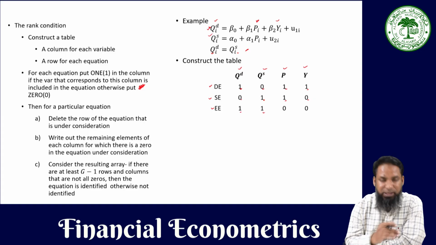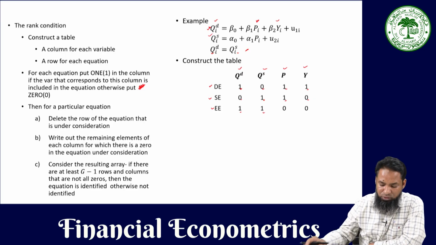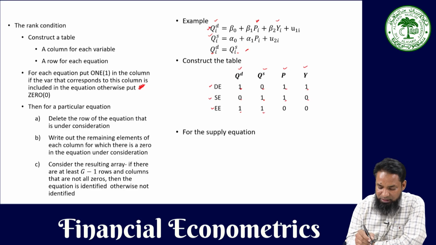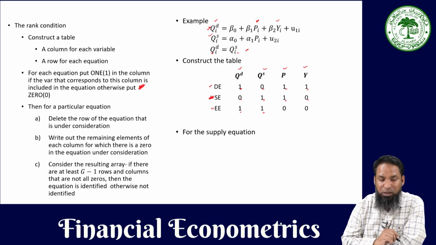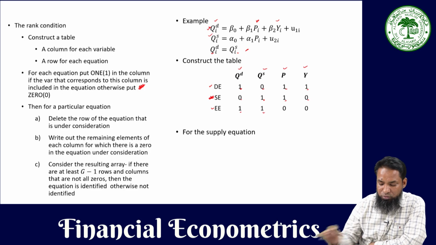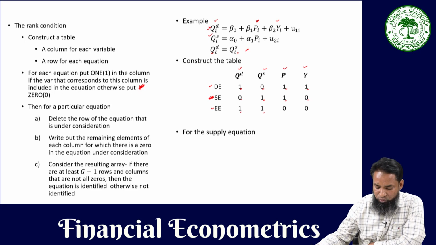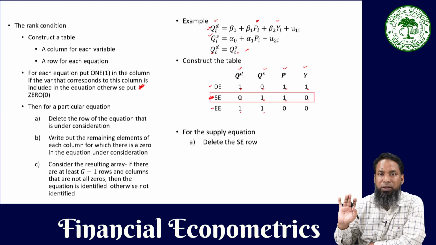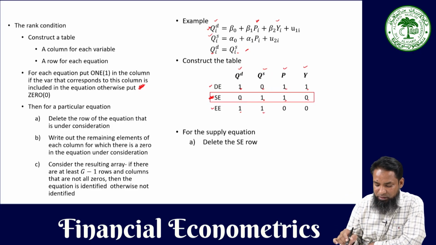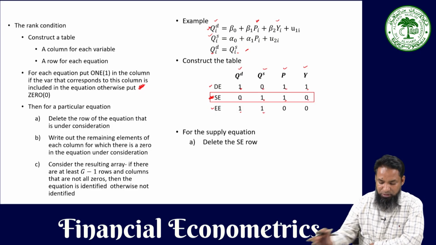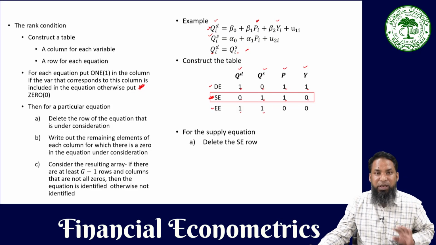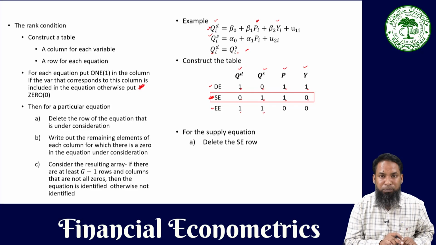Now let us move to the second part. Delete the row of the equation that is under consideration. So let us first consider the supply equation. We are testing the rank condition of the supply equation. The first thing we have to do is delete the row of the equation that is under consideration. So we are deleting this particular row here. The first task is to delete the row which is under consideration. Next, it says write out the remaining elements of each column.